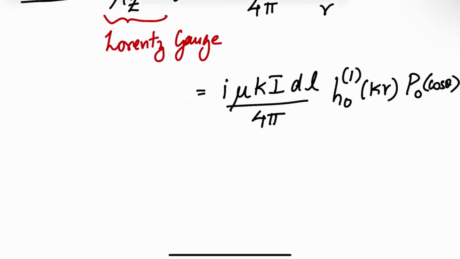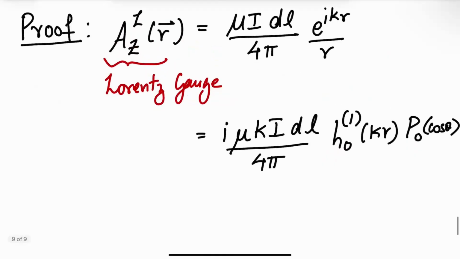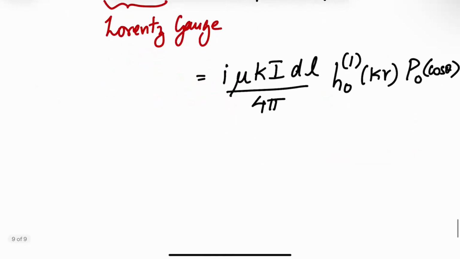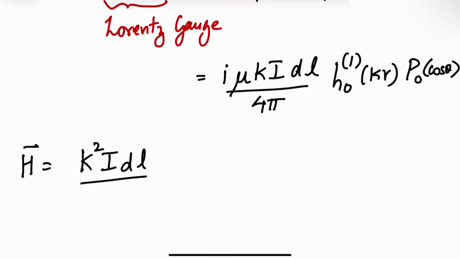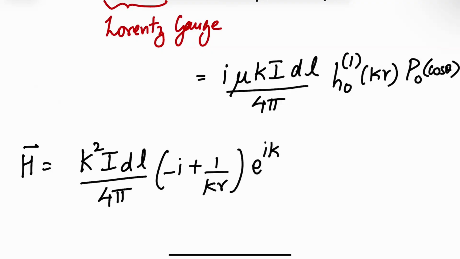Okay, but we want to take this to our spherical basis, a spherical gauge. So let's do that. So we know that the H field for this vector potential is k squared I dl over 4 pi times minus i plus 1 over kr times e to the ikr over r sine theta phi hat.